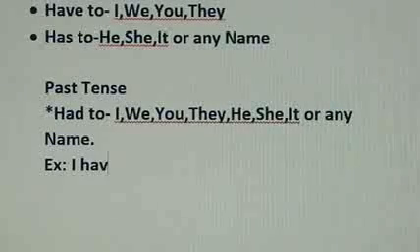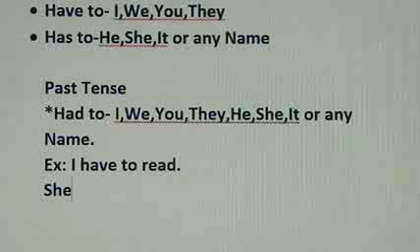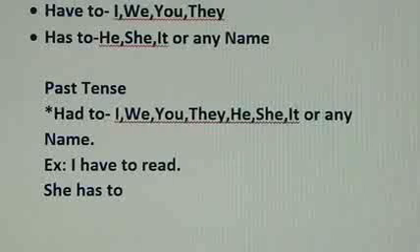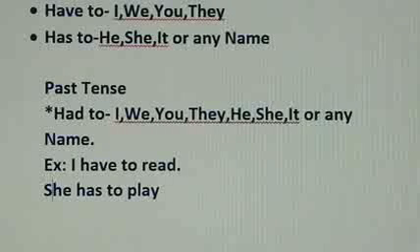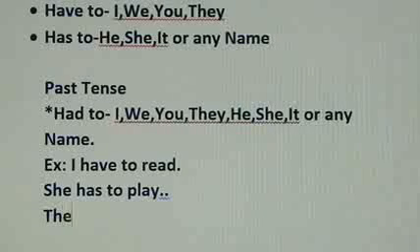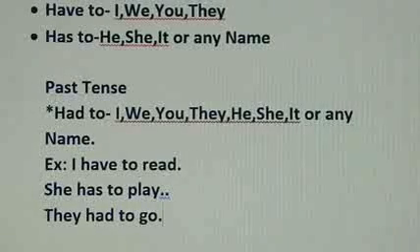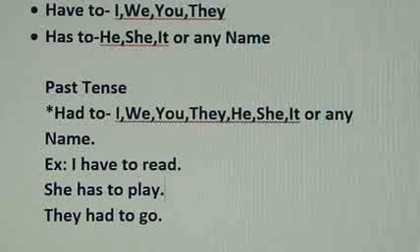I have to read. She has to play. She has to play. They had to go. Okay, so dear children, in all these conditions, we are compelled to do something. That's why have to, has to, and had to are applied over here.